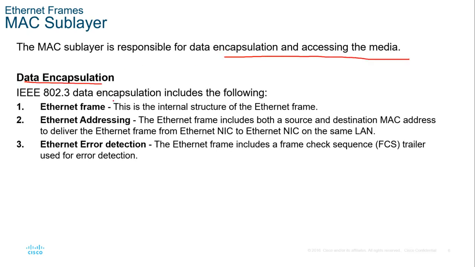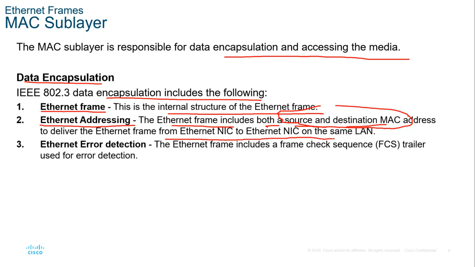So the MAC sublayer is responsible for data encapsulation and accessing the media. Data encapsulation includes the following: the Ethernet frame, which is the internal structure of the frame, and then Ethernet addressing. The Ethernet frame includes both the source and destination MAC addresses. It's at the data link layer that the source and destination MAC addresses are specified, or added onto the packet. Once they're added, it becomes a frame, used to deliver the Ethernet frame from one network interface card to another on the same LAN.